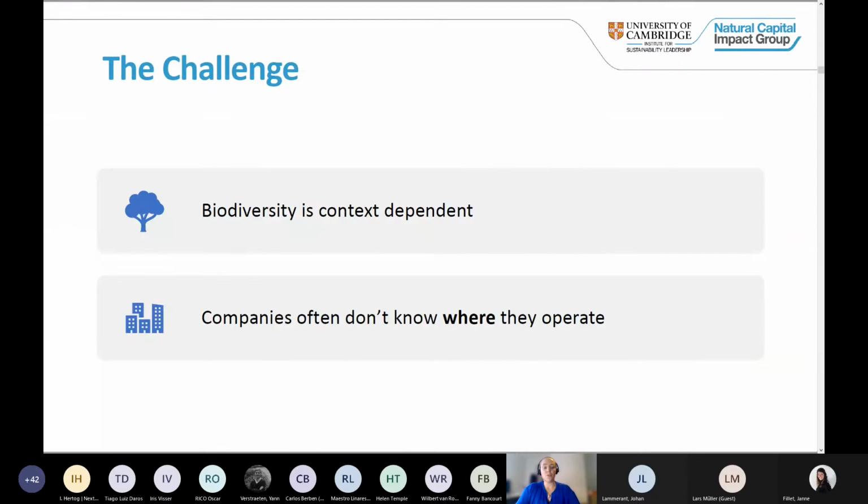So the challenge, as I'm sure you're all aware, with measuring your biodiversity impact is that biodiversity is context dependent. What that means is that a ton of soy will have a different impact if it's produced in Brazil versus the US. So it's really important to know where you're sourcing from. However, we know that many supply chain companies have long, complex supply chains. They might operate over many thousands of sites, and they might shift their sourcing from year to year.